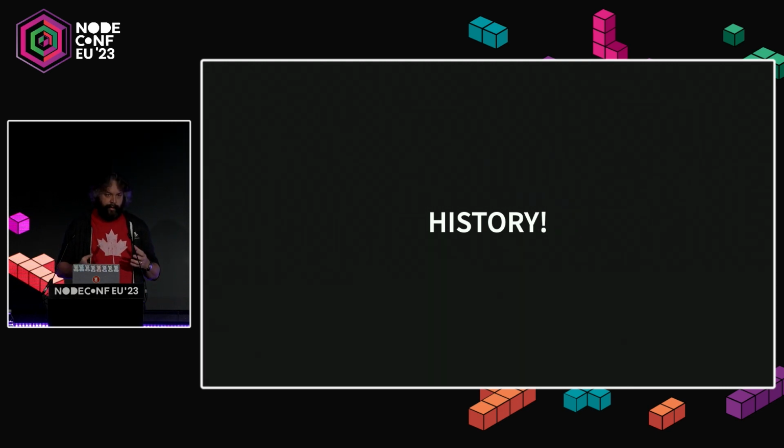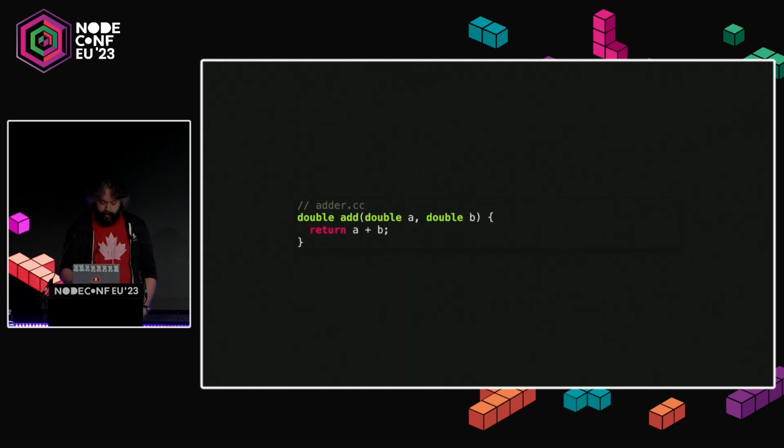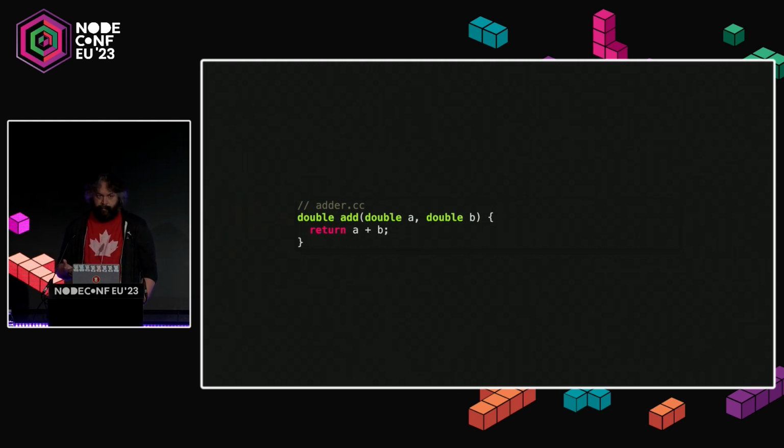Now I'm going to talk a little bit about the history of calling native code from Node. In the beginning, we had native add-ons, and we still have these today. Just as a simple motivating example, this is a C function that is just adding two double precision floats together. Very simple. This is just an example, right? So given this function, how would we call this from JavaScript?